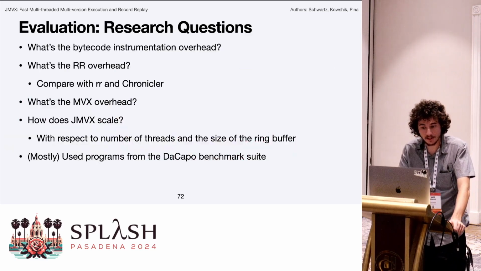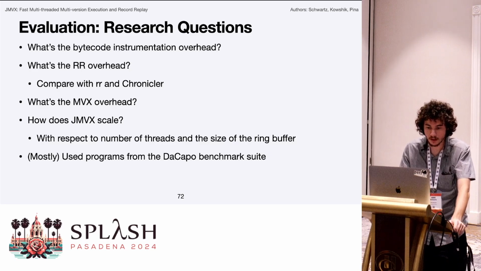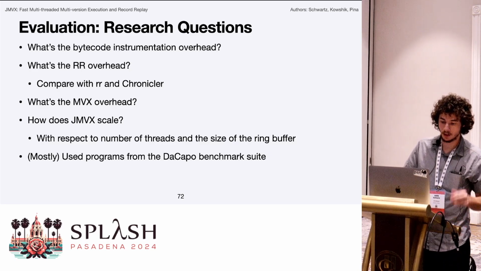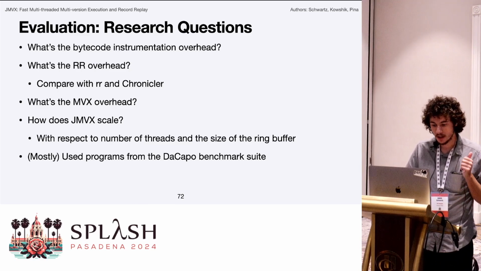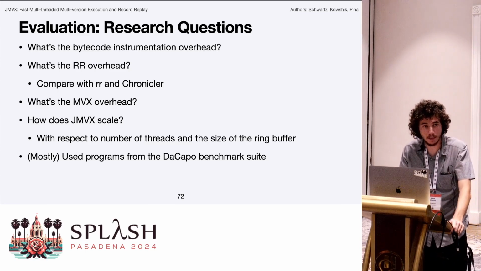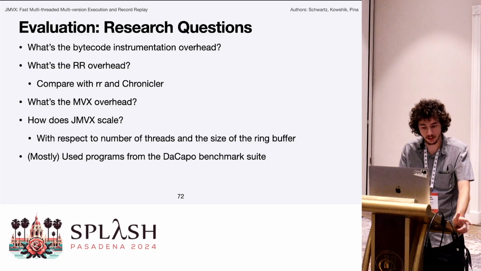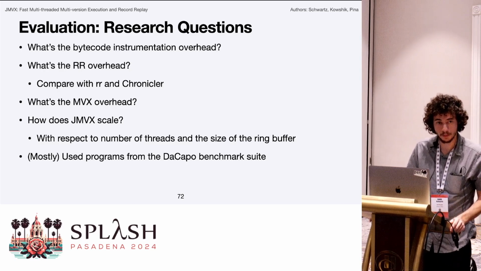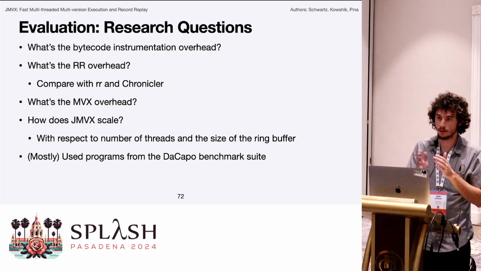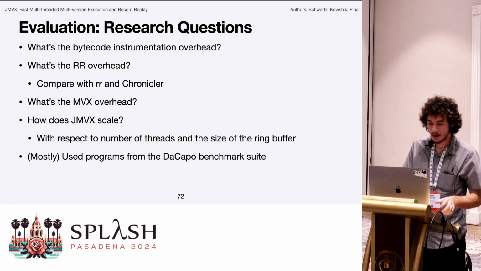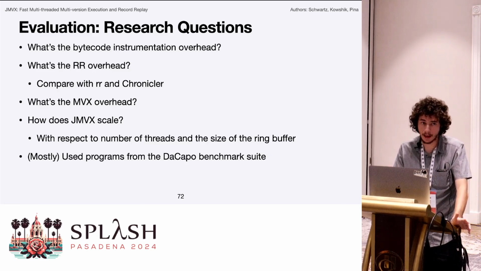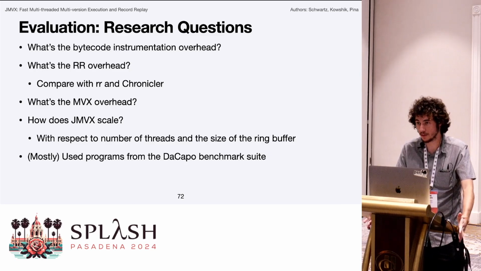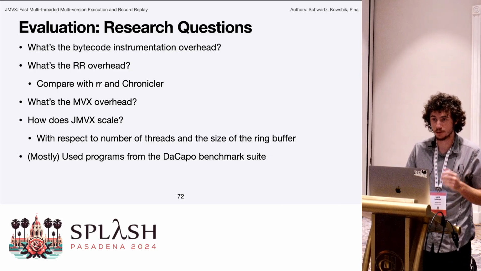So with all that said, let's look at how Jmvx actually performs. So I'm going to go into the cost of the bytecode instrumentation, how we perform for record replay, comparing with systems RR and Chronicler, the overhead for MVX, and how well Jmvx scales, particularly by looking at what happens as we vary the number of threads and the size of the ring buffer. As a note, most of our benchmarks are from the Dacapo benchmark suite. 11 out of 12 of them are, and the last benchmark is a server benchmark we picked up from another paper.